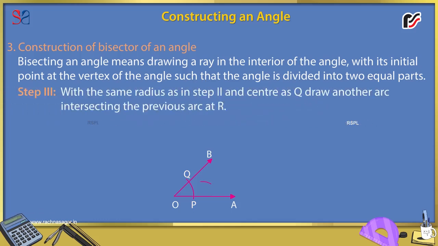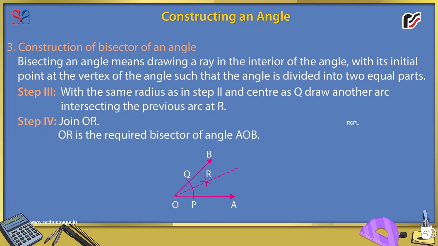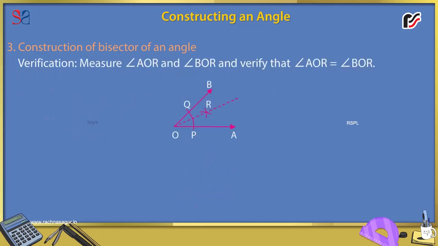Step 2. With P as center and radius more than half of PQ, draw an arc. Step 3. With the same radius as in step 2 and center as Q, draw another arc intersecting the previous arc at R. Step 4. Join OR. OR is the required bisector of angle AOB. Verification. Measure angle AOR and angle BOR and verify that angle AOR is equal to angle BOR.